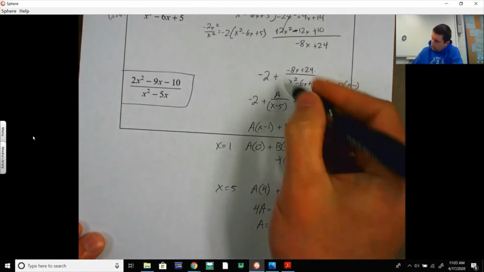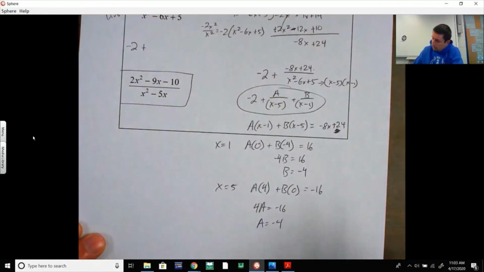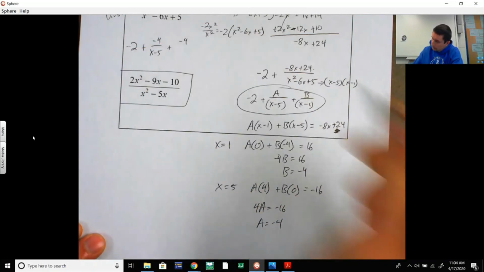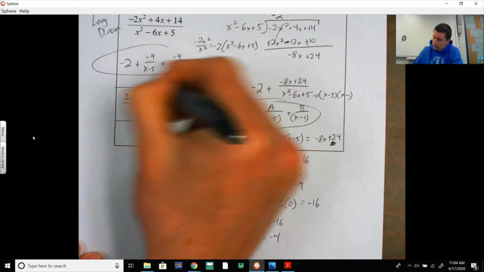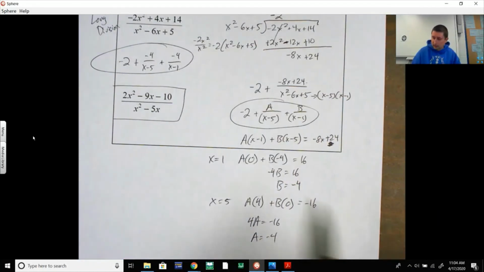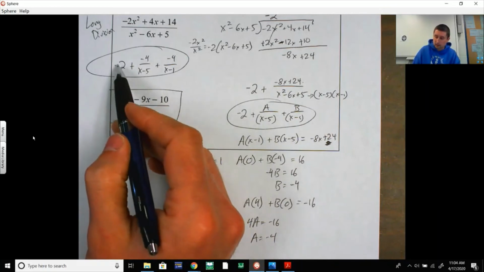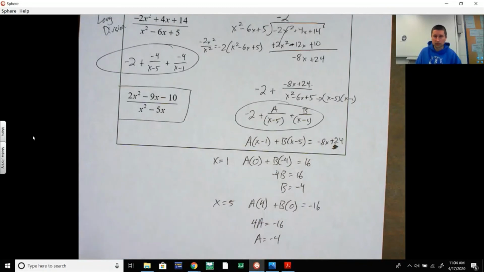So our answer, we go back up to here, our answer for this would be negative 2 plus negative 4 over x minus 5 plus negative 4 over x minus 1. Okay? That would be the answer for that top one. Those negative signs you can move to the front and change this to a minus. So it can be negative 2 minus 4 over x minus 5 minus 4 over x minus 1. That's okay.